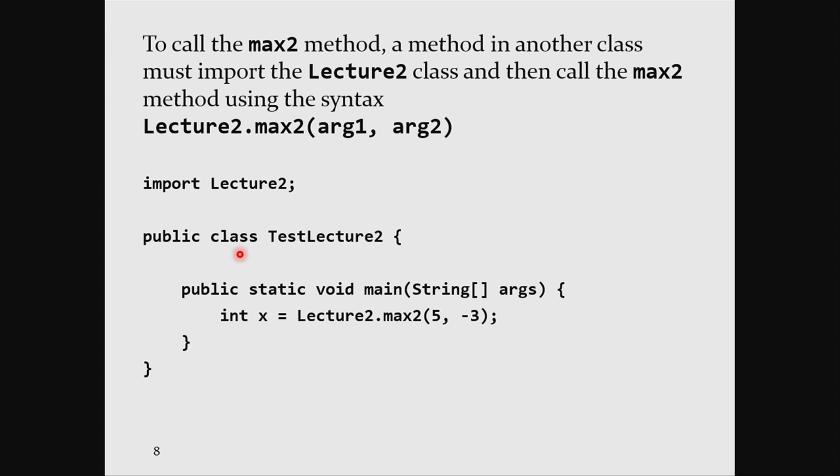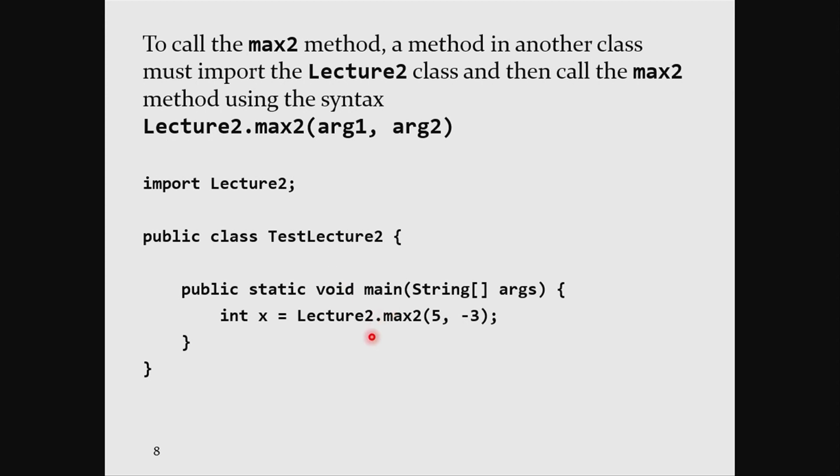Now, if I want to call this max2 method from somewhere else, what you have to do is import the class that contains the method. So at the top of the class, I have to write import lecture2. This is a separate class, a separate file, which lives somewhere else. I'm going to call this class TestLecture2 because all I'm going to do is call the max2 method. It's going to have a main method so I can run the program.